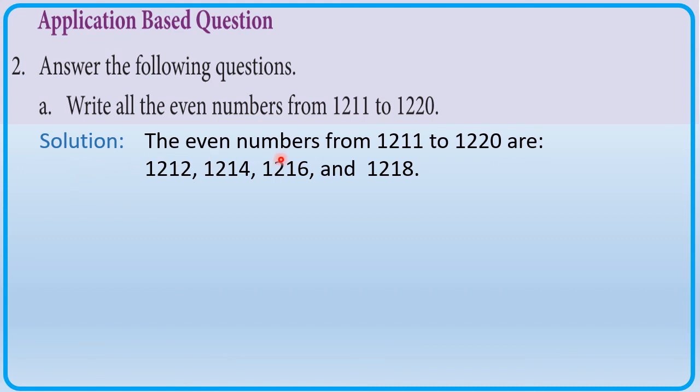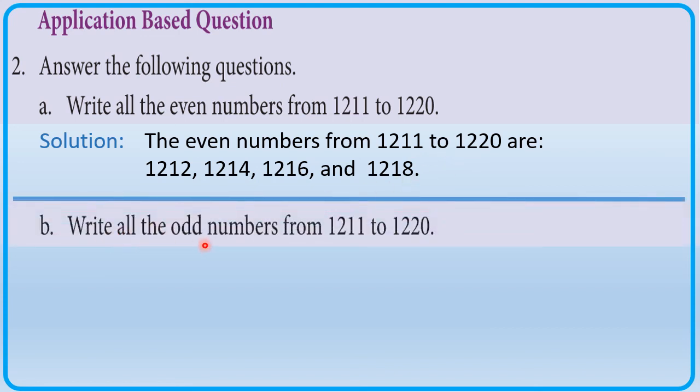Solution. The even numbers from 1211 to 1220 are 1212, 1214, 1216 and 1218. These are the even numbers between the given two numbers.